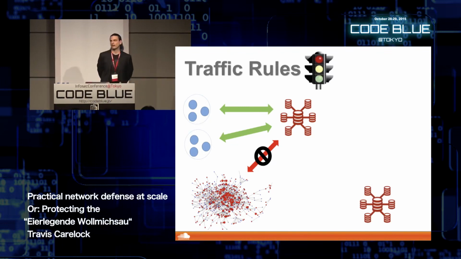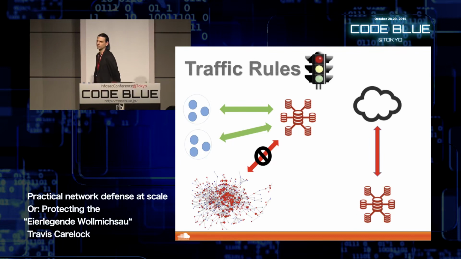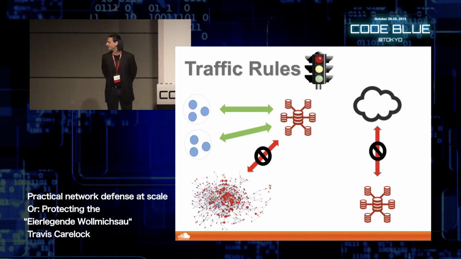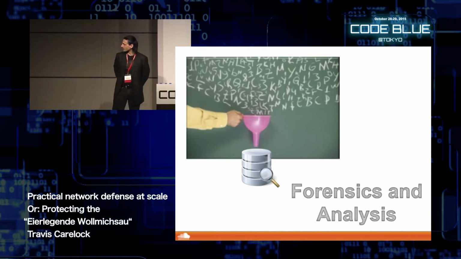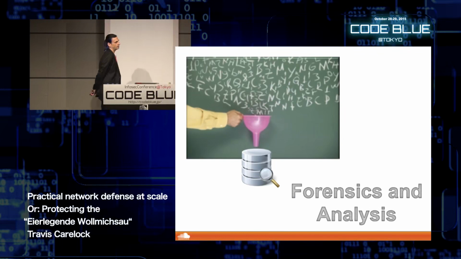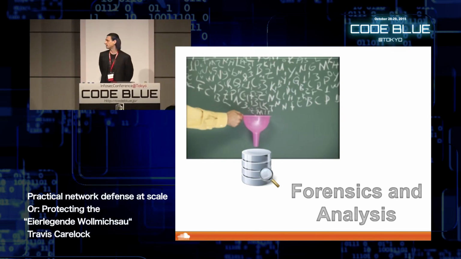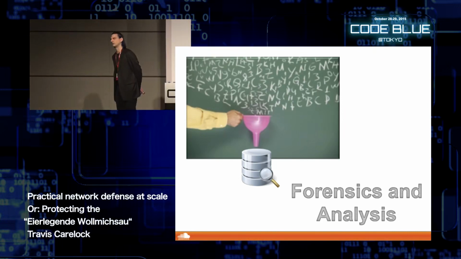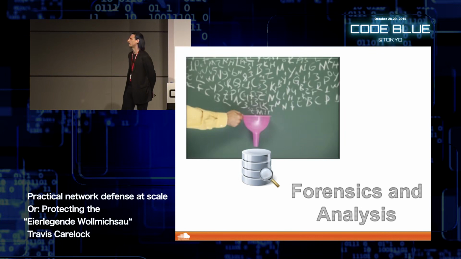In addition, we might have that database cluster, and we want to make sure it never, ever speaks to the internet. This is a good rule. So those are examples of our network traffic rules. Maybe I also want to do the forensics and analysis. So I need a long-term storage for this data. That's pretty self-evident. And some way to collect that data to perform evaluations.